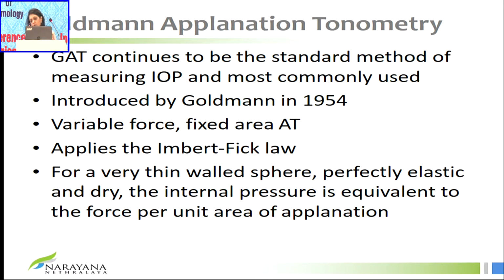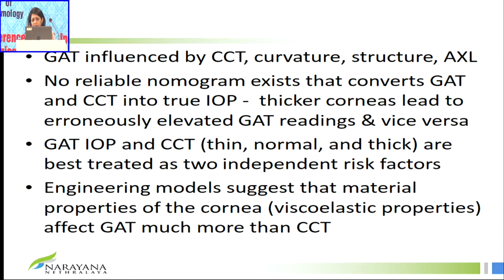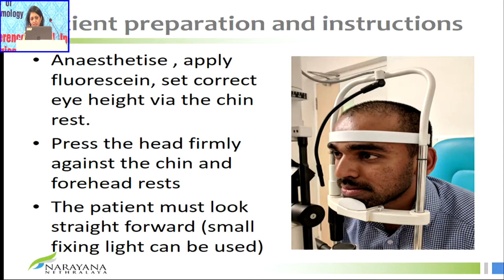So GAT can be influenced by corneal thickness, curvature of the cornea, the structure or the biomechanical properties of the cornea, as well as the axial length. Now there's no nomogram which can actually convert GAT and CCT into true IOP, so they're best treated as two independent risk factors. And studies and engineering models have suggested that the material properties of the cornea, that's the viscoelastic properties, affect GAT much more than CCT.